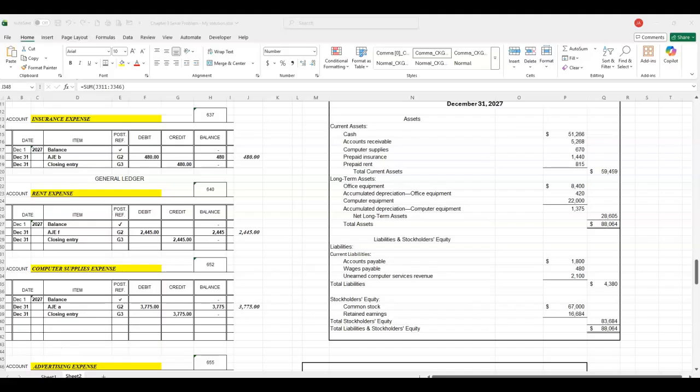There's a lot of steps, but once you know or understand the concepts and have the skills to do it, you can repeat these steps over and over and over again and get to the end.